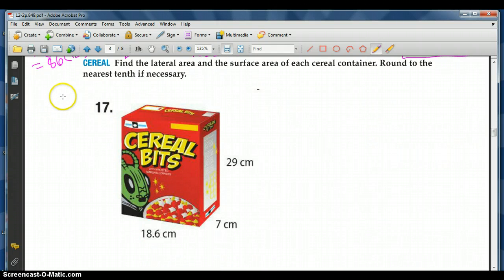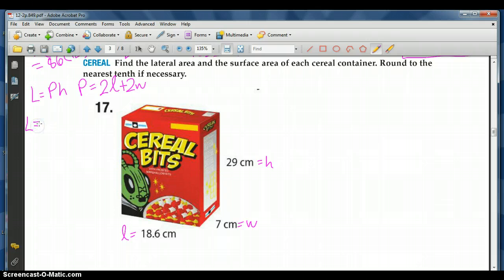Number 17, find the lateral area and the surface area of each cereal container, round to the nearest tenth if necessary. Lateral area is perimeter times height of the prism. Perimeter is 2 times the length plus 2 times the width. So here's my length, here's my width, here's my height of the prism.